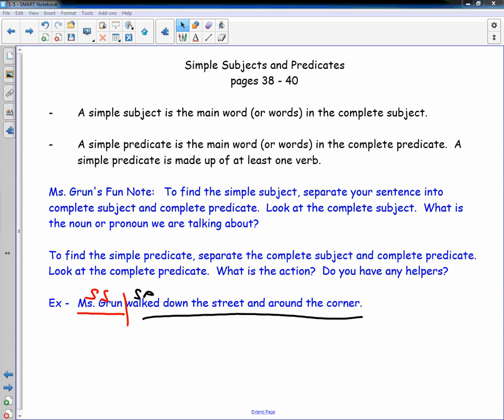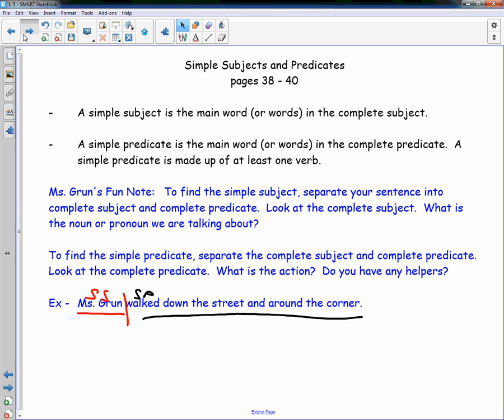So we're going to go through some of these, but let's look at the example. Miss Grun walked down the street and around the corner. The line goes in front of walked because walked is the verb. So out of Miss Grun, my simple subject has to be Miss Grun. That's the only word on this side of the sentence. Walked down the street and around the corner, what's my action? Walked. And since there are no words between the line and walked, walked is my only predicate.